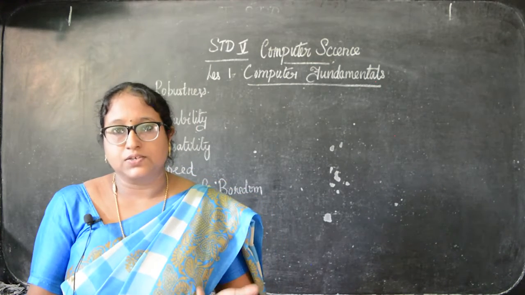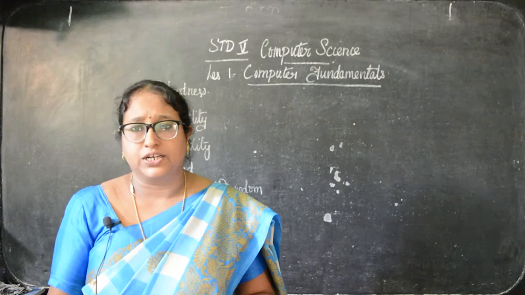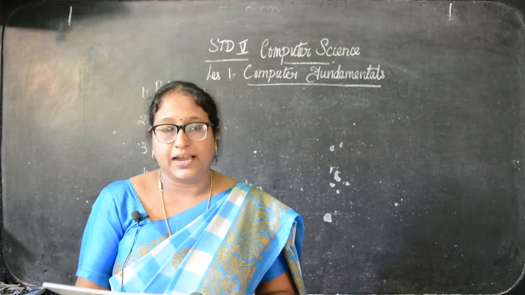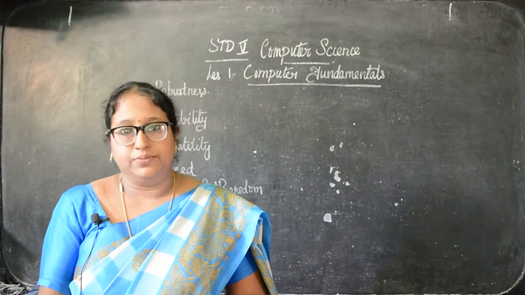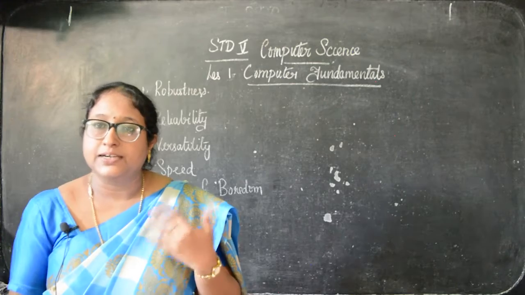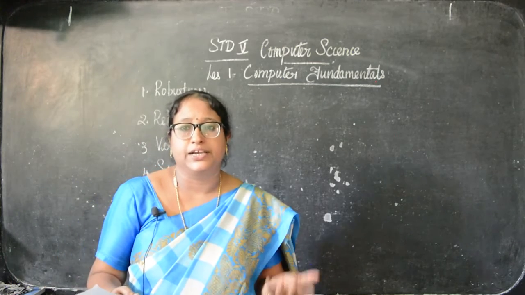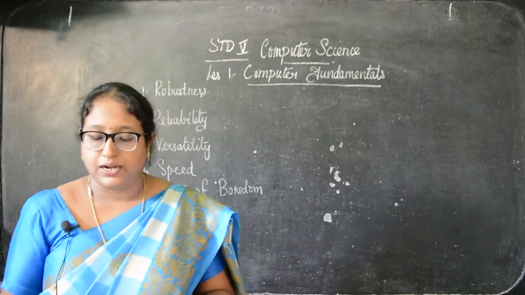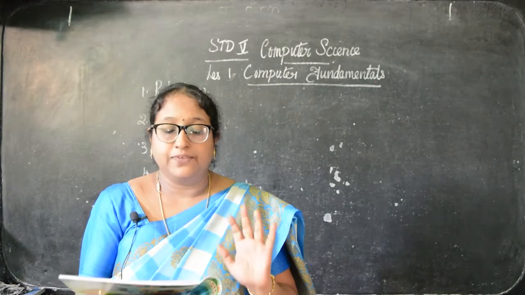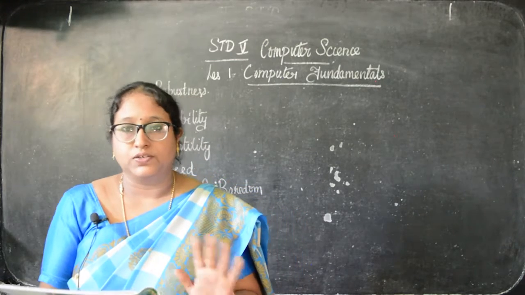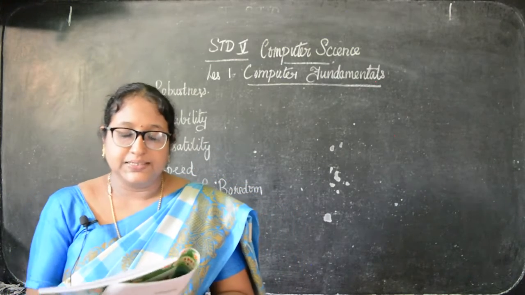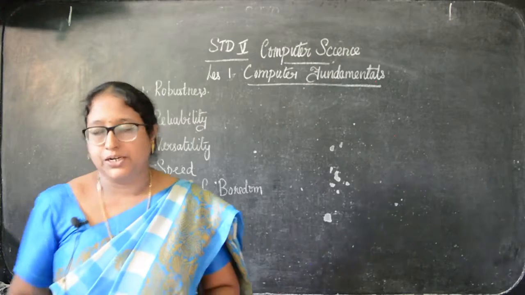Then speed. I said that is complex computation, a difficult calculation, which they can do at very high speed. Then lack of boredom. That is, computers perform repetitive tasks, that is again and again, without getting bored. That is called lack of boredom. Okay, children, these are the 5 salient features that make computers unique. Then we will see the parts of a computer.